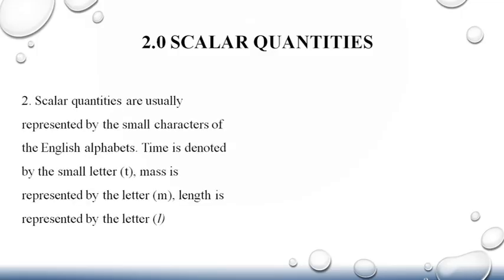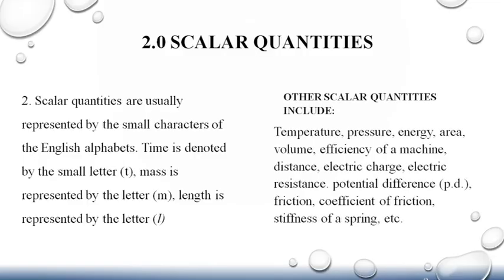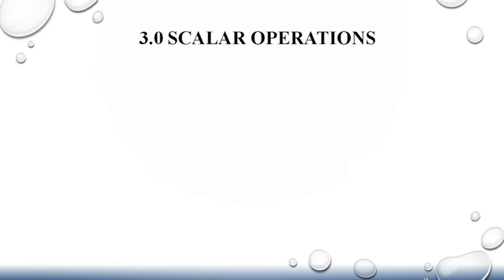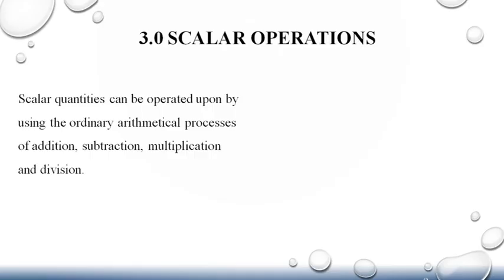Scalar quantities are usually represented by the small characters of the English alphabets. Time, for example, is denoted by the small letter t, while mass is represented by letter m. The length of an object is represented by letter l. Scalar operations. Scalar quantities can be operated upon by using the ordinary arithmetical processes of addition, subtraction, multiplication, and division.